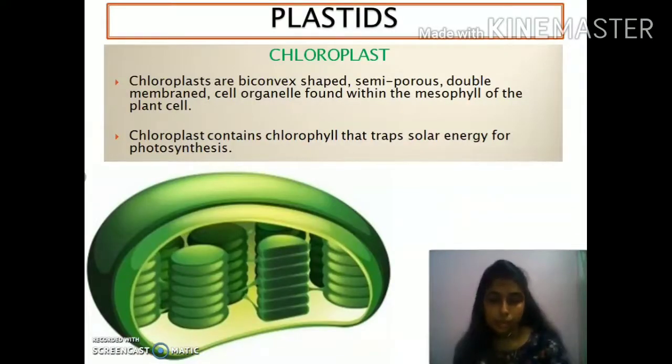Next, we will study the most important type of plastids, that is chloroplast, which is the most abundant in the plants, and whose main function is to synthesize food or glucose by the process of photosynthesis. Now let's have a look at what a chloroplast is. You can see here the chloroplasts are cell organelles which are generally biconvex in shape and semi-porous, that is, they allow some substances to pass through them but not all. Clear? And they are generally double membrane structures.